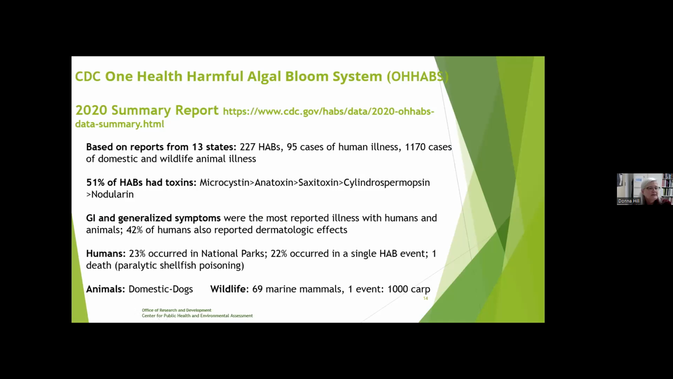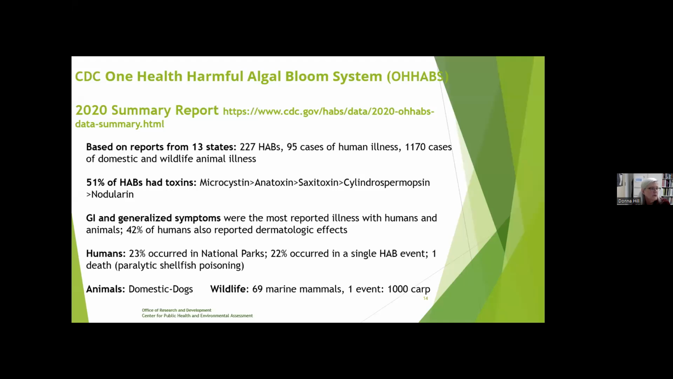There were 95 cases of human illness, 1,170 of domestic and wildlife illness. 51% had toxins, and microcystin was the most common, followed by anatoxin. And as you go down the list, saxitoxin and cylindrospermopsin seem to flip back and forth on being the third and fourth most common. GI and the generalized symptoms were the most reported illness with humans and animals, and 42% of humans also reported effects to their skin.